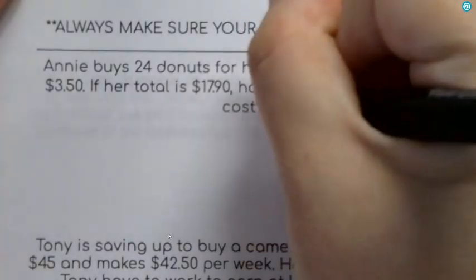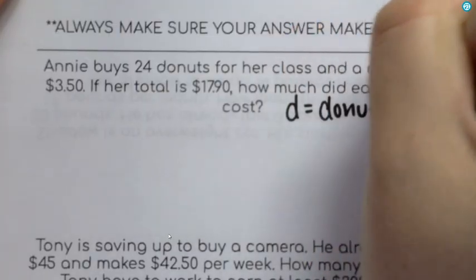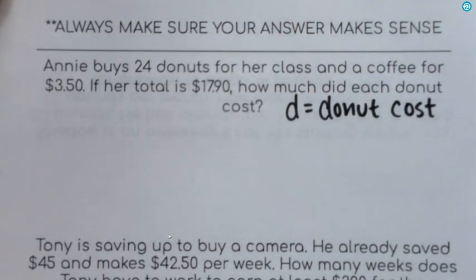Each donut. So I'm going to use the variable D equals donut cost. And I'm going to put cost specifically because sometimes you're solving for the cost of something, and sometimes you're solving for how many you get, and in this one we're solving for the cost. D equals the cost of a donut.